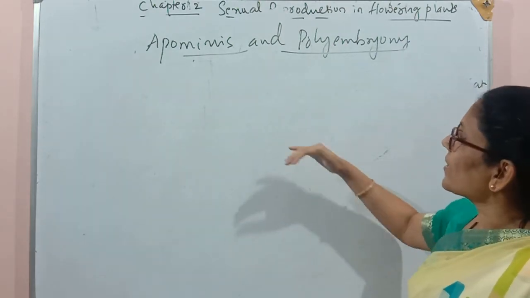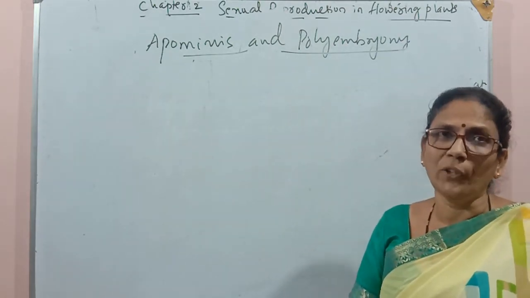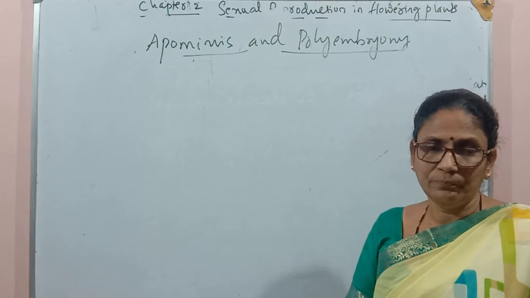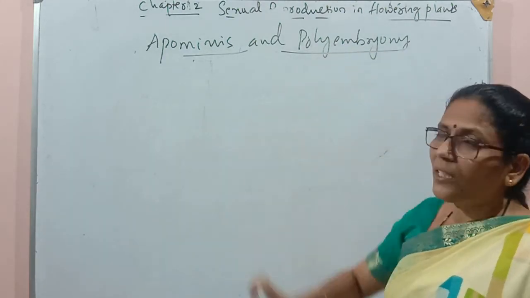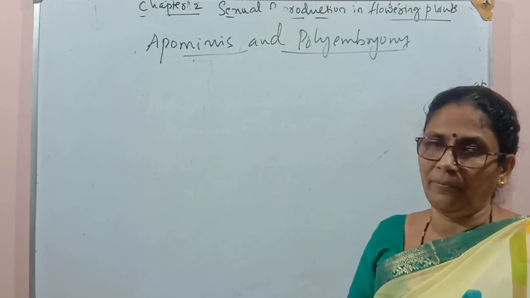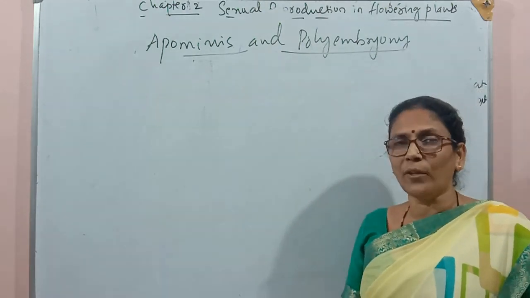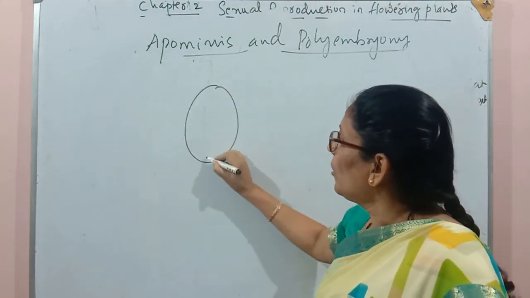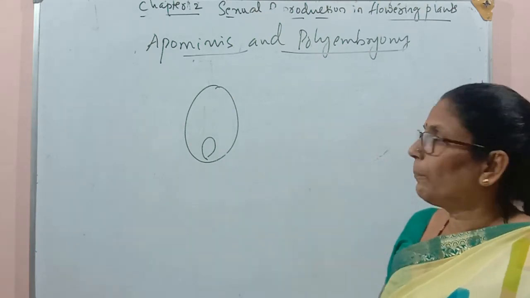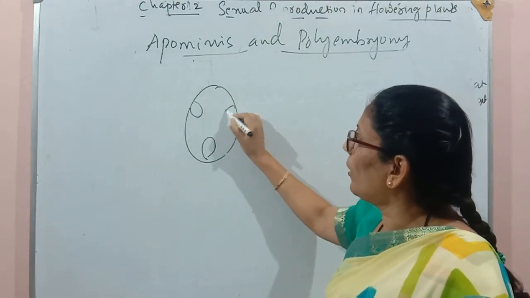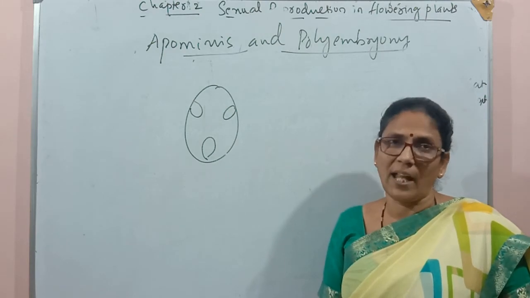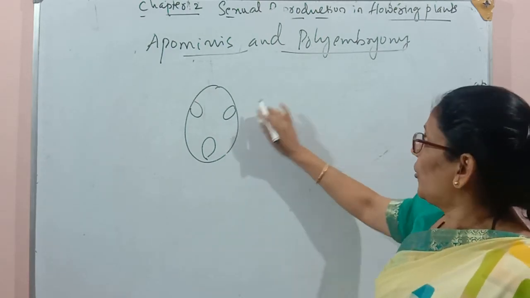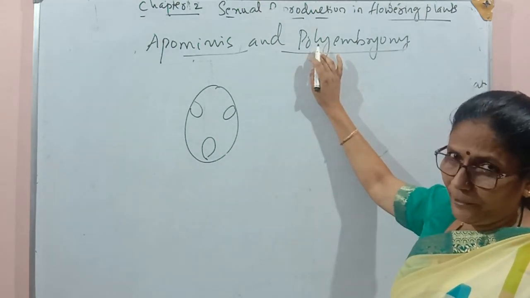Let us discuss the last segment of this topic, that is polyembryony. The word polyembryony was introduced by Anton van Leeuwenhoek. As the word itself says, poly means many, and embryony means development of embryos. Usually in an embryo sac there is only one embryo. But in polyembryony, more than one embryo is observed in the embryo sac. If an embryo sac has more than one embryo, such a condition is called polyembryony.